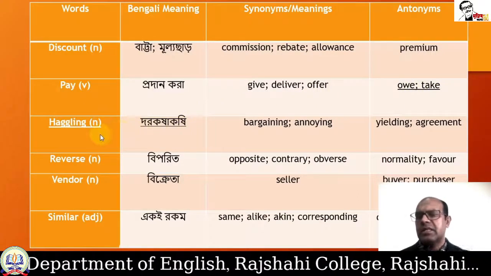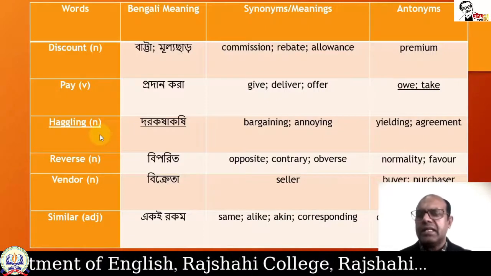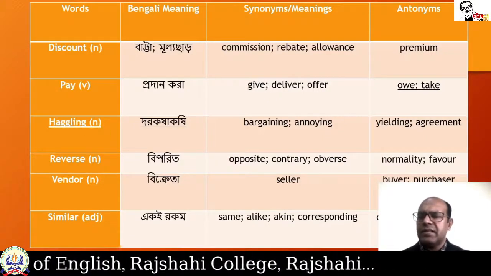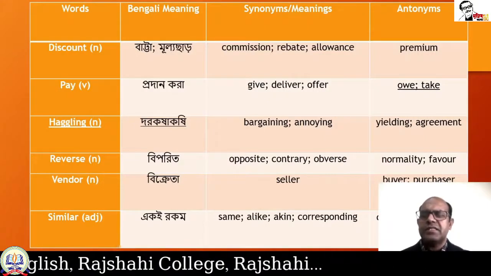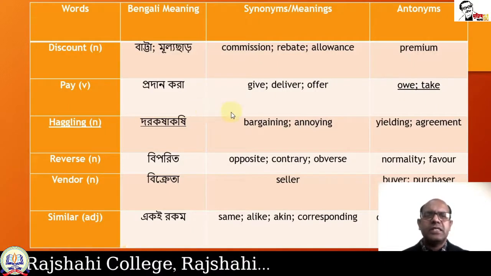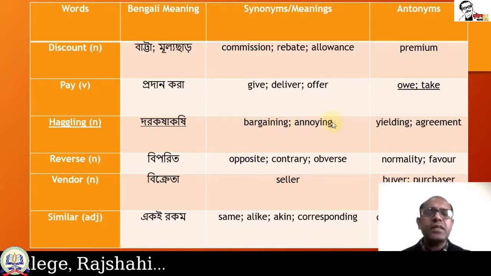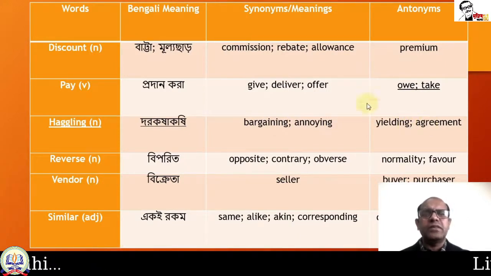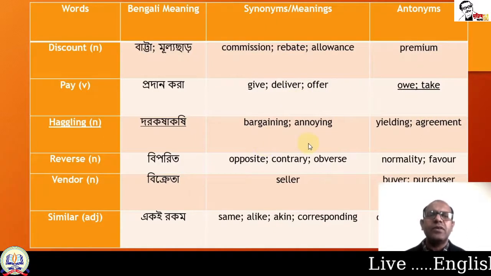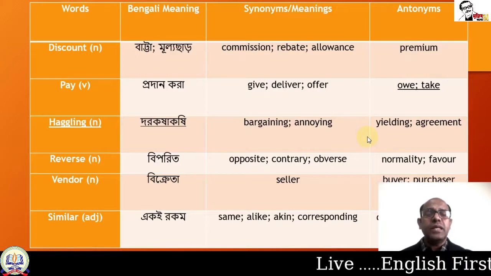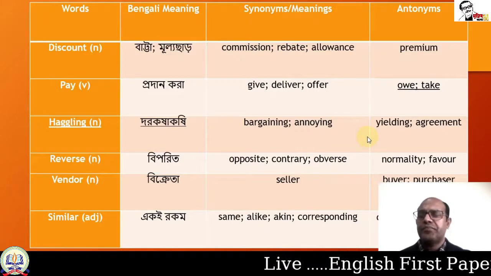Now, haggling. Haggling is a new word to you, I think, and its Bengali meaning is dor koshakoshi, and its synonyms are bargaining, annoying, etc., and antonyms are yielding, agreement. So haggling synonyms are bargaining, annoying, and antonyms are yielding or agreement.